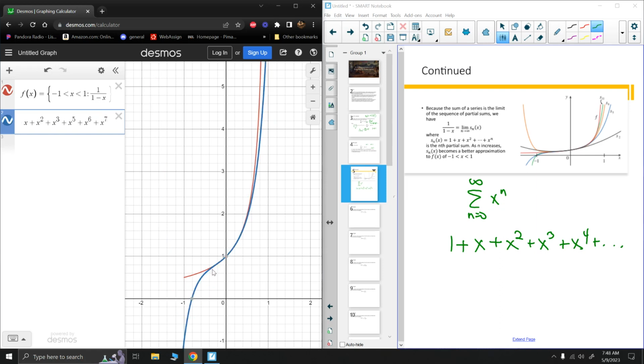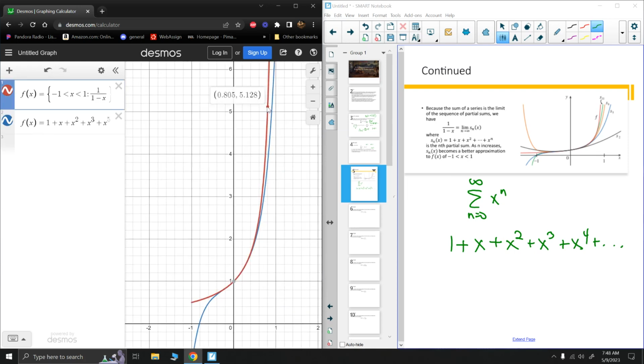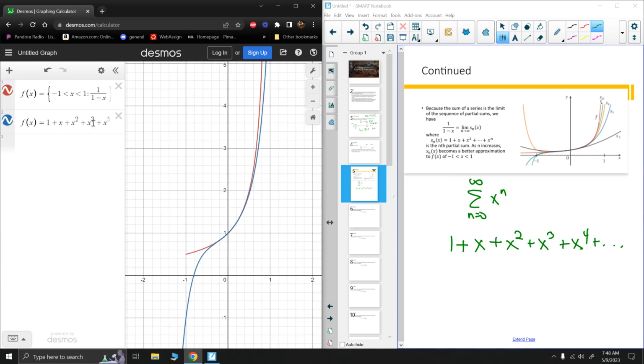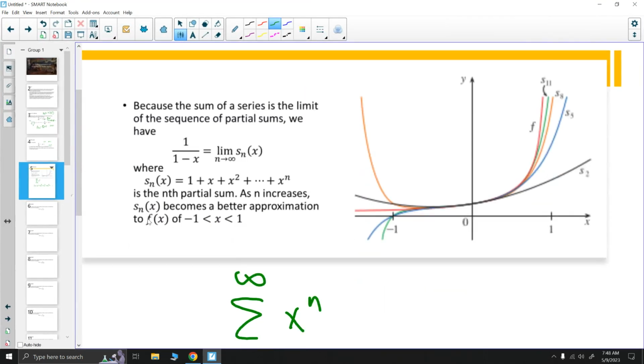And you see that this is starting to better match our red function. And basically, as n goes to infinity, this just gets better and better and better as an approximation. So that's what we're doing here. Now, let's go ahead and see this in action.